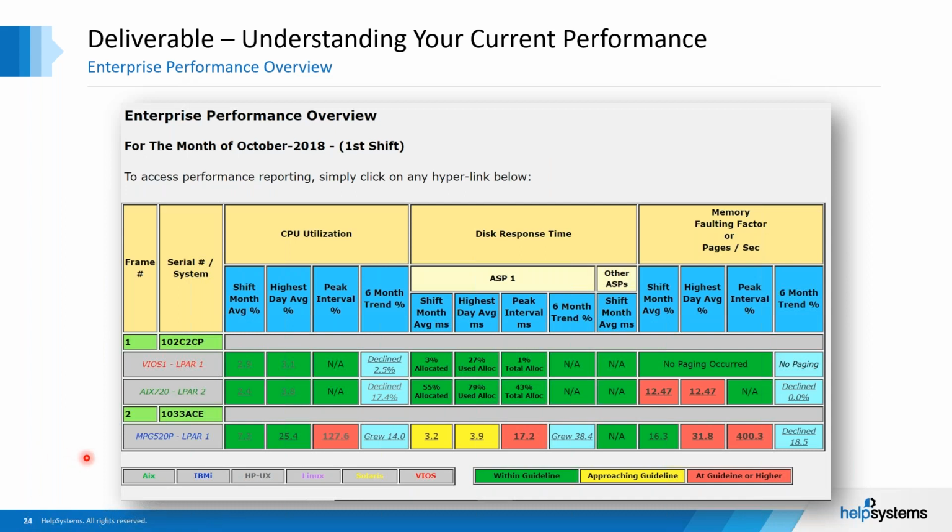And then we start at a high level, as I mentioned in that first graph. Here's another example of an enterprise performance overview. And again, it's usually by month or month to date. This shows you the average, max, and peak, and what the trend is. So this is like a one-page executive summary that you produce every month. And again, if you see some red or yellow, maybe it's time for the administration people to go take a look.